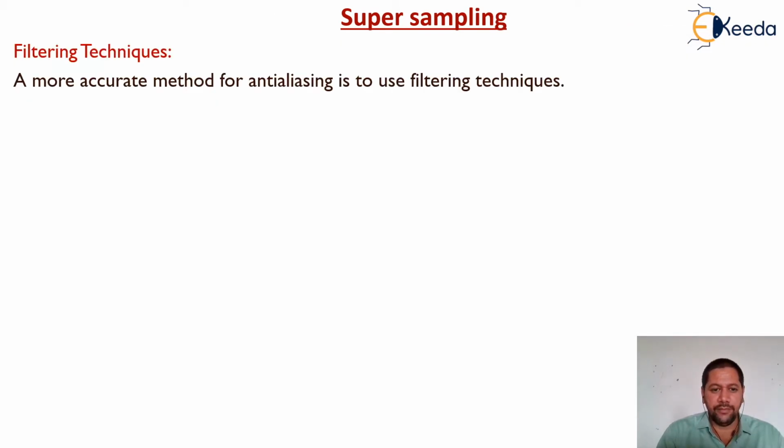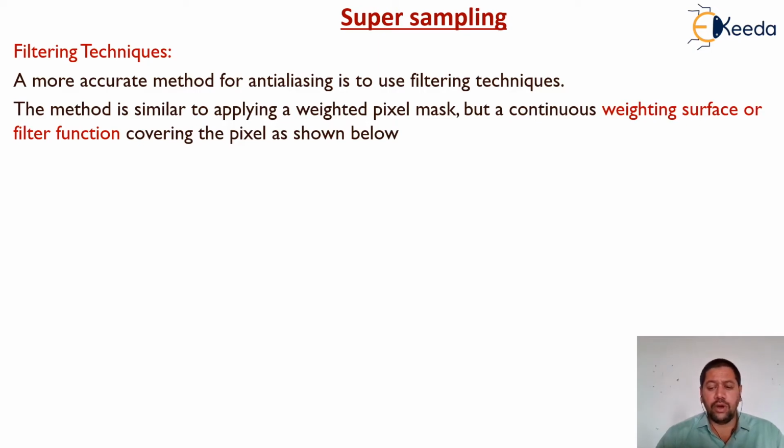Next slide. Now, whatever different methods we have already used, one method which is more accurate and more beneficial in anti-aliasing is called the filtering technique. So we are using this method, which is known as the filtering technique. That is what I have written here: a more accurate method for anti-aliasing is to use the filtering technique.